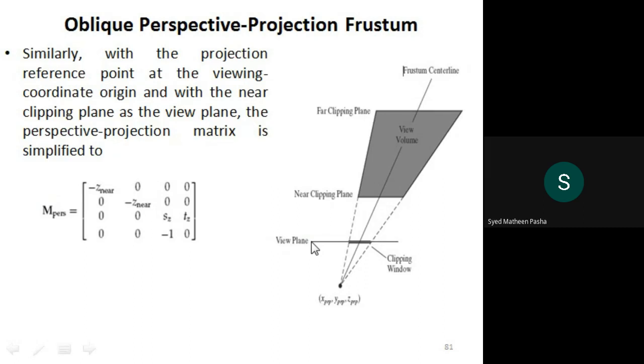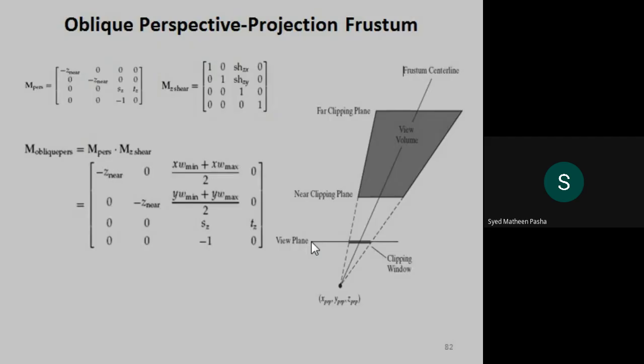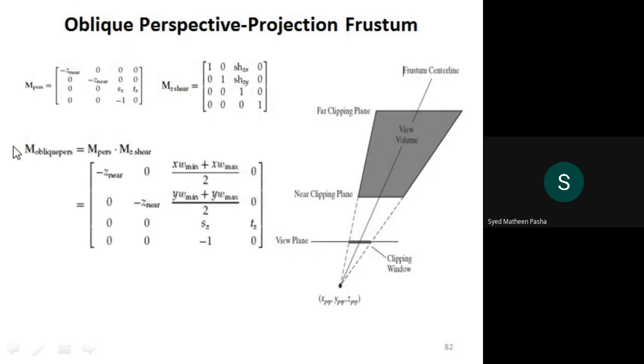Then the representation of shear transformation with respect to oblique projection is given above. Then this is how the final oblique perspective projection matrix is given, where the product of both the matrices, with respect to shear as well as the perspective matrix, is taken. Once the product of these two matrices is done, you will get the resultant matrix as this.